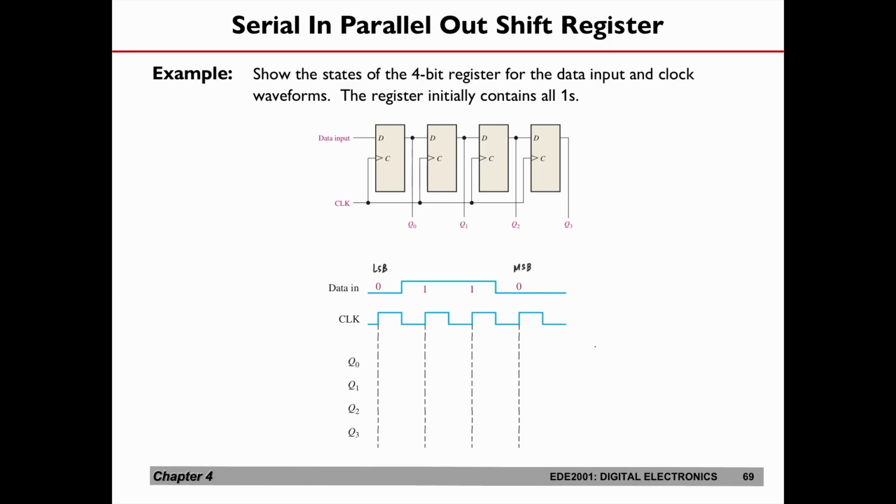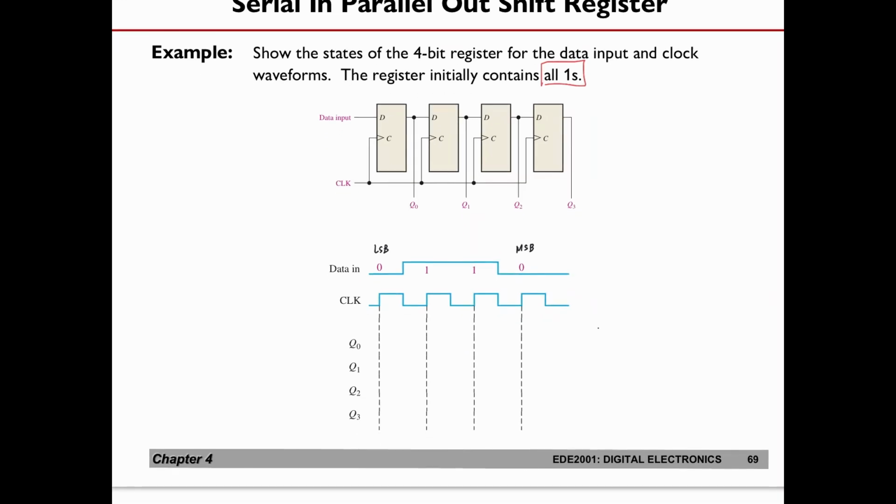In this question, there is a slight difference because they say that the register initially contains all ones. So we are going to say that your Q0, Q1, Q2, Q3 are storing ones at the very beginning, at a logic high. Now at the next clock cycle, Q0 will change because the data input at the first flip-flop is a 0. So Q0 output will become a 0 first, while Q1 will remain as 1, Q2 remains as 1, Q3 remains as 1.